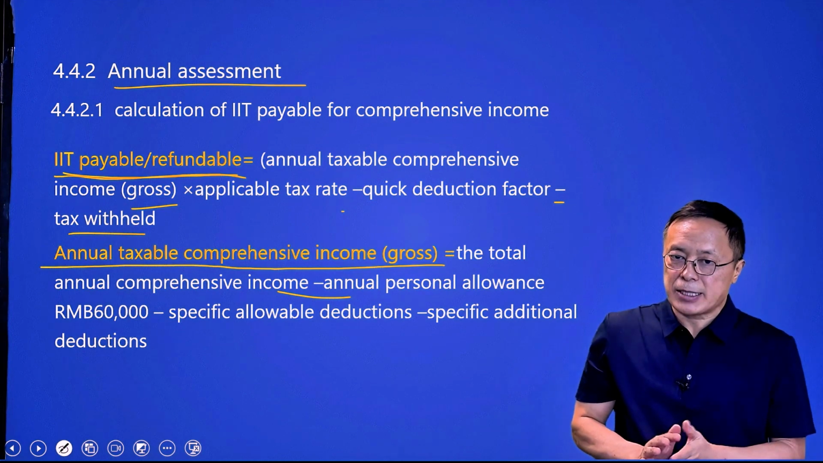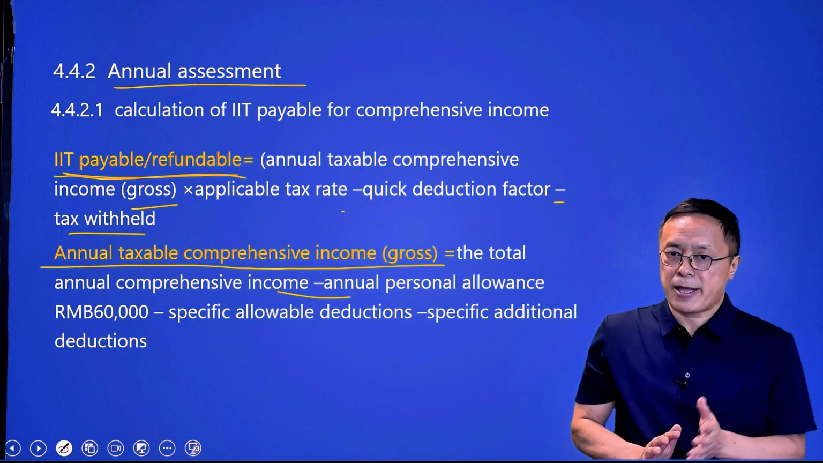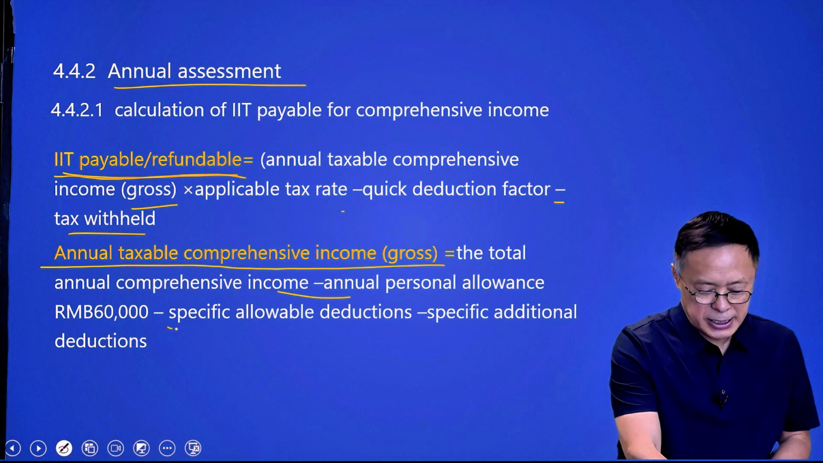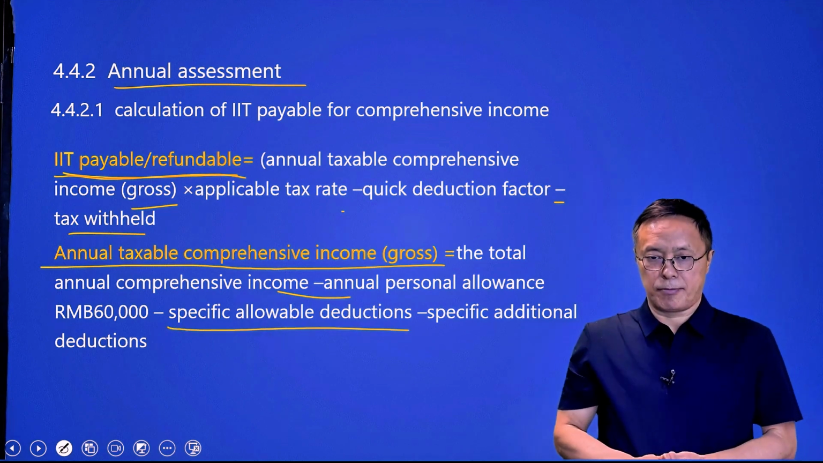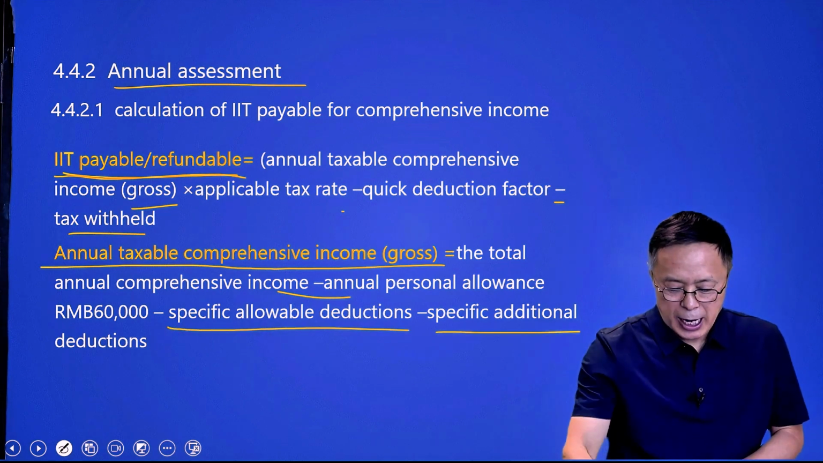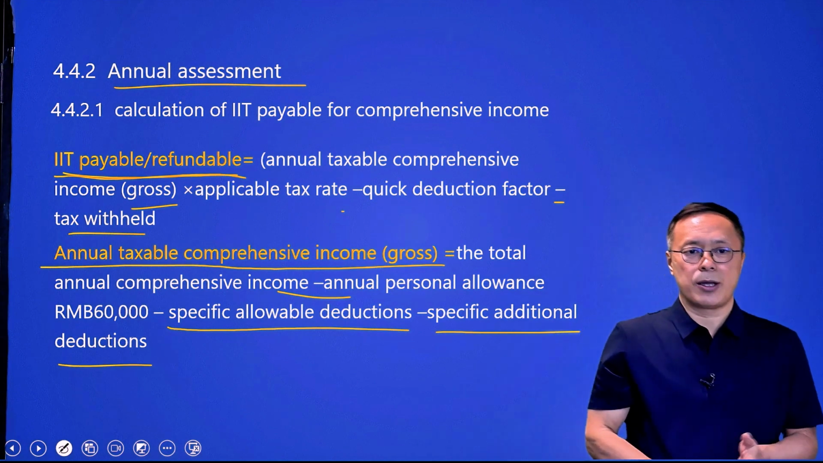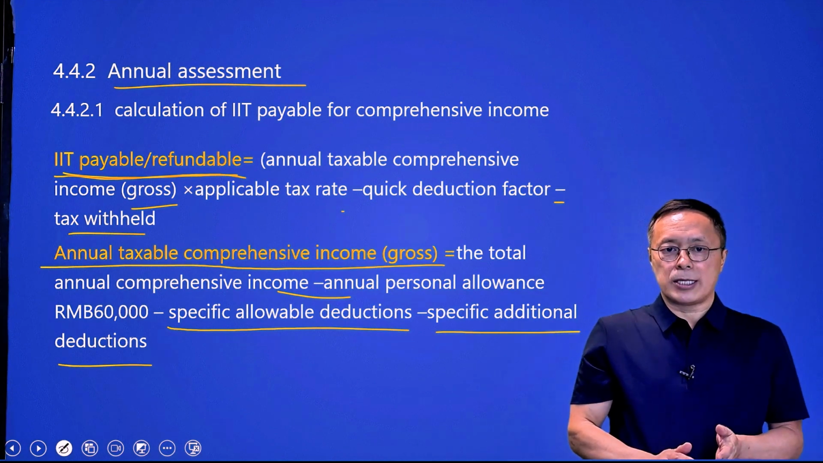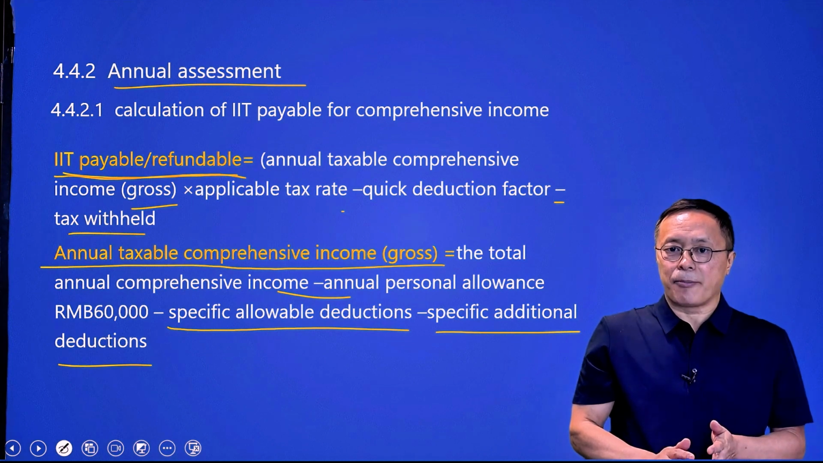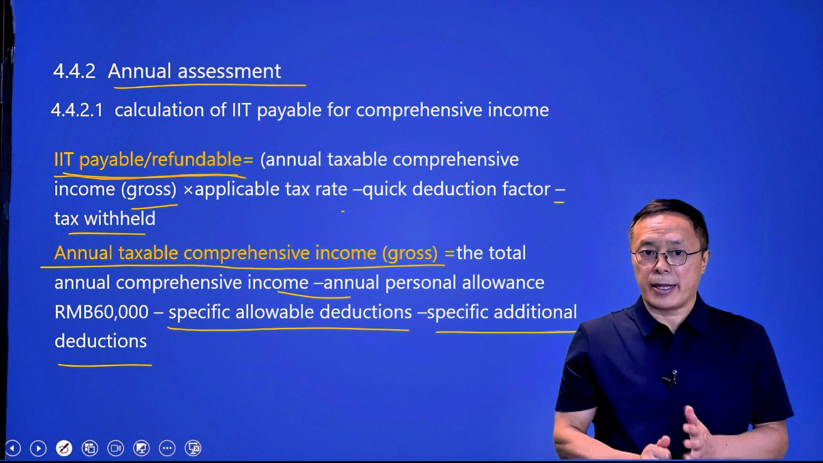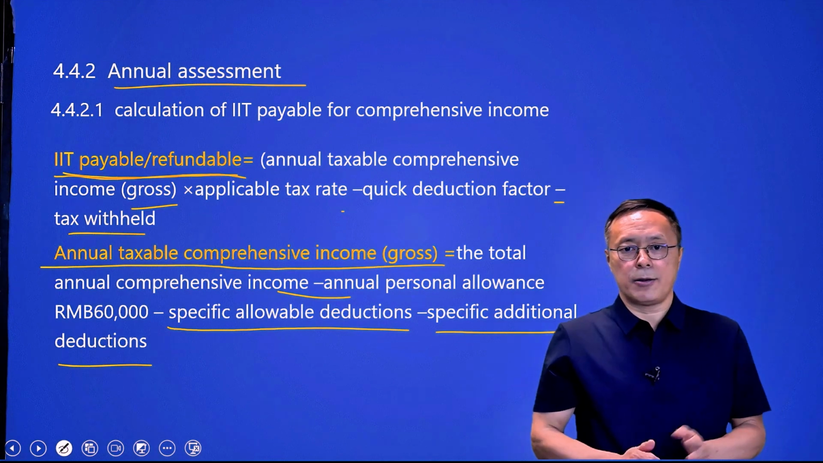Annual personal allowance is a fixed amount of RMB 60,000. Then minus specific allowable deductions, minus specific additional deductions. We can see that these two formulas are actually another way of expressing the third part of this chapter, and the basic idea is the same.